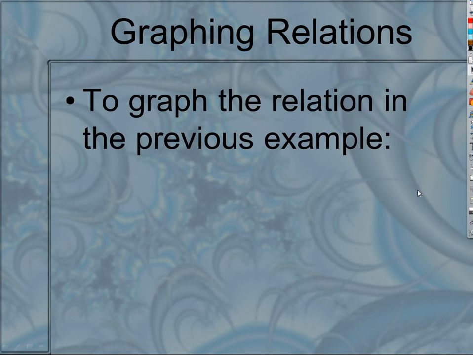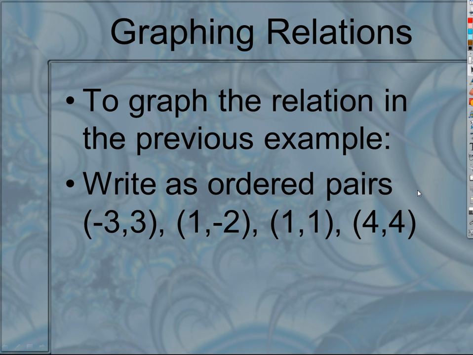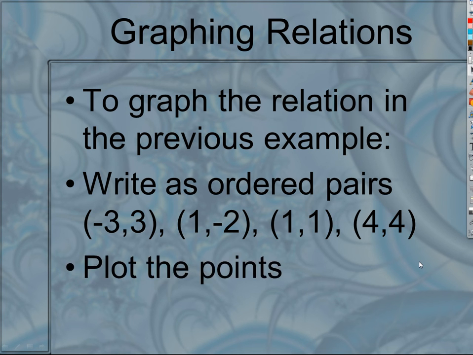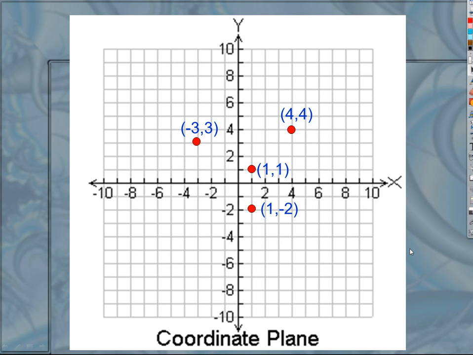Let's take the first relation that we had. We had these four ordered pairs. Remember, we had the domain negative 3, 1, 4, and the range 3, negative 2, 1, and 4. And if we graph these guys, look what we get. Now remember, we said that this one was not a function because we got multiple y values for a single x value. Now how does that show up on the graph?